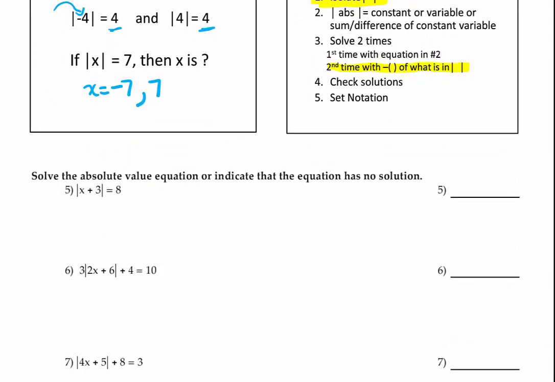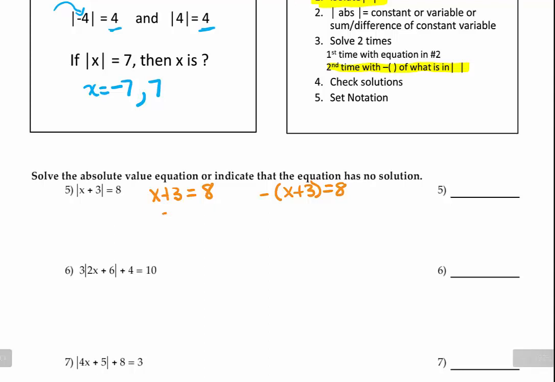Solve the absolute value equation or indicate that the equation has no solution. I have the absolute value of x plus 3 is equal to 8. So is that absolute value by itself? Yes, that absolute value is by itself. Now I'm going to solve 2 times. First time, I'm just going to drop my absolute value. X plus 3 is equal to 8. The second time, I'm going to write the opposite of x plus 3 is equal to 8.